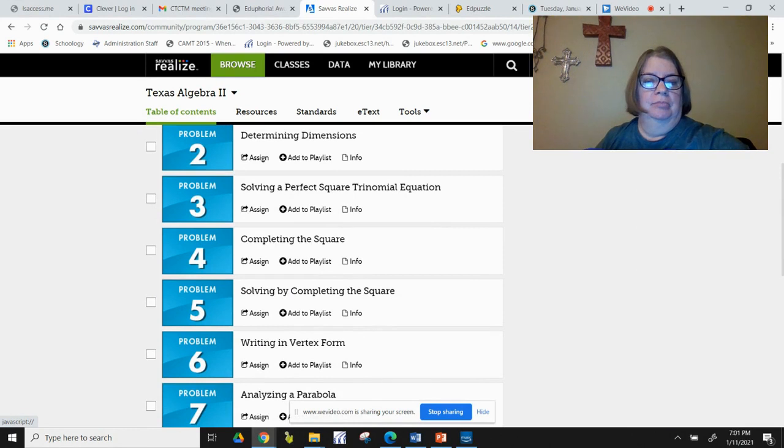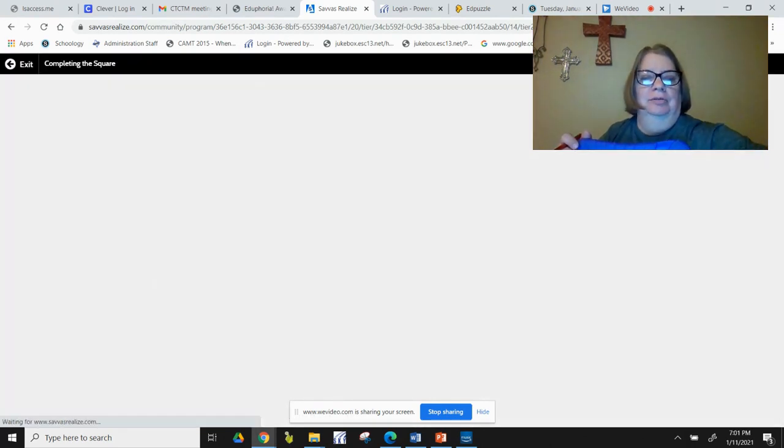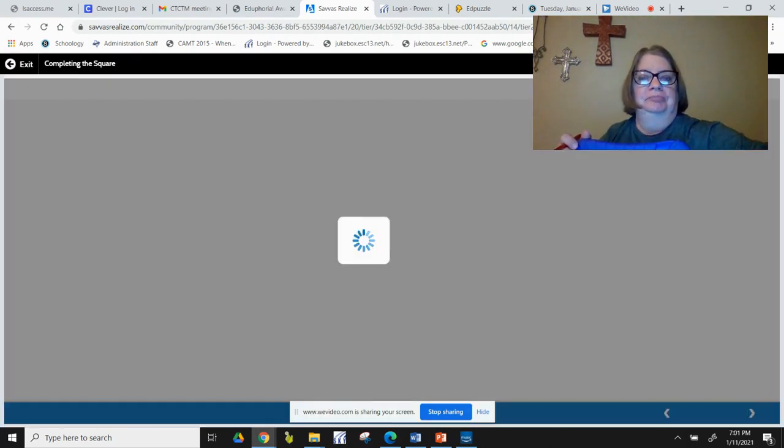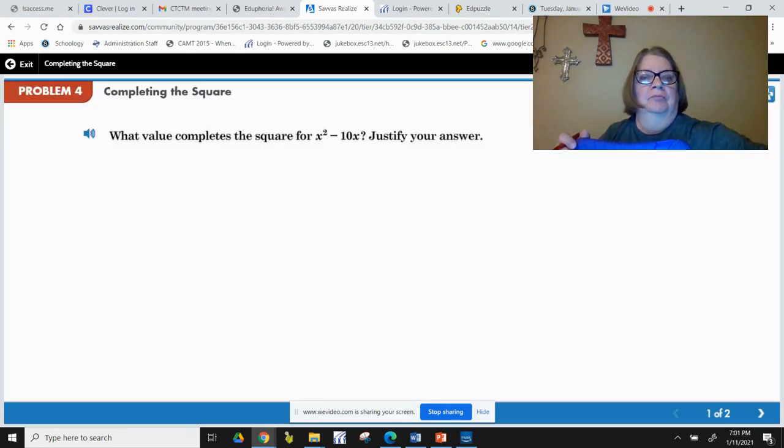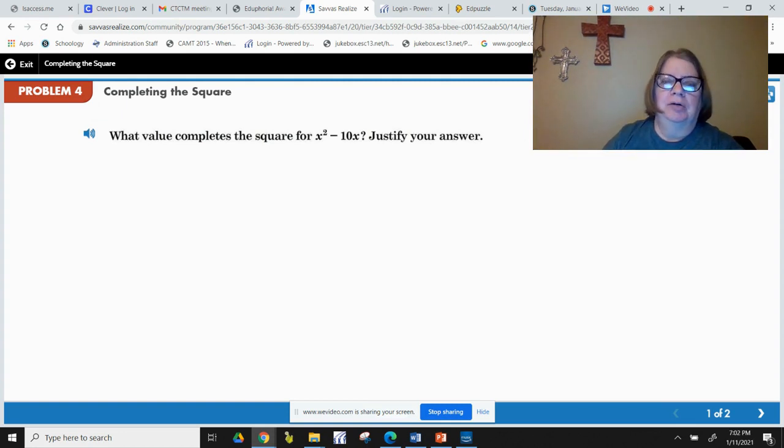Now, that was if you had a perfect square trinomial. It's pretty easy if you have a perfect square trinomial. Now, we can use complete the square to create a perfect square trinomial so that we can solve it. Okay, so here we go. This has x squared minus 10x.